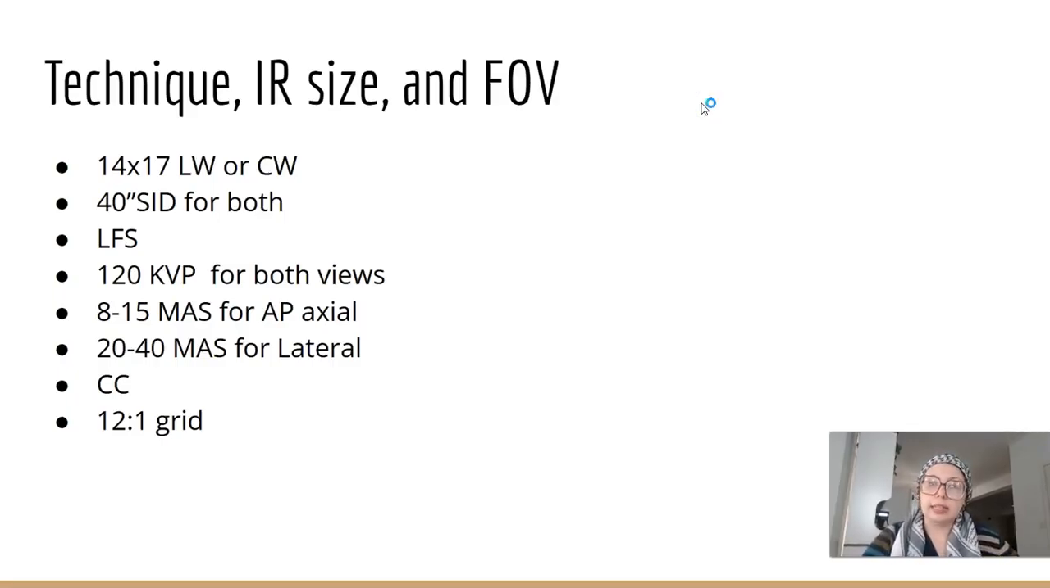Next, we're going to look at the technique, IR size, and field of view. We want to use a 14 by 17 lengthwise or crosswise board, 40-inch SID for both, large focal spot, 120 kVp for both views, 8 by 15 mAs for the AP axial, and 20 to 40 mAs for the lateral, center cell, and a 12 to 1 grid. If we're using the floor room, that SID will increase to 45 inches, and the grid will increase to, I think, 15 to 1.